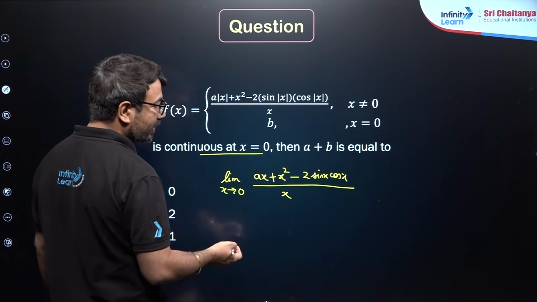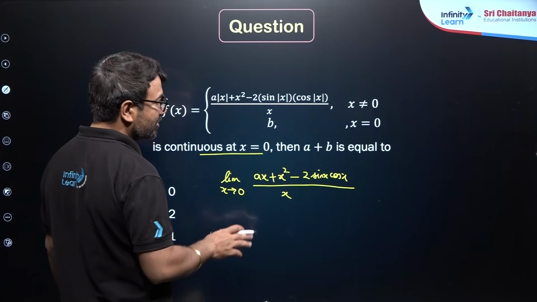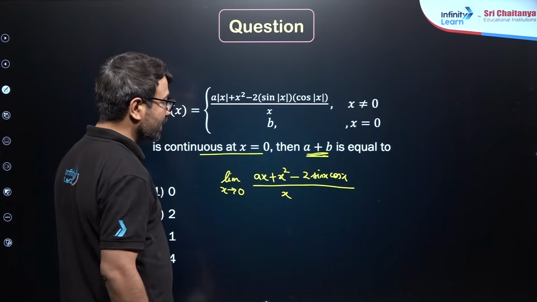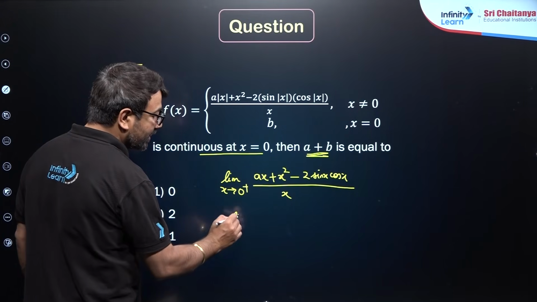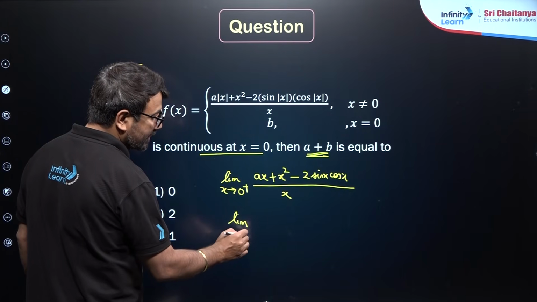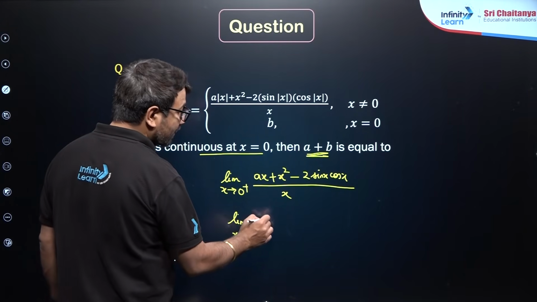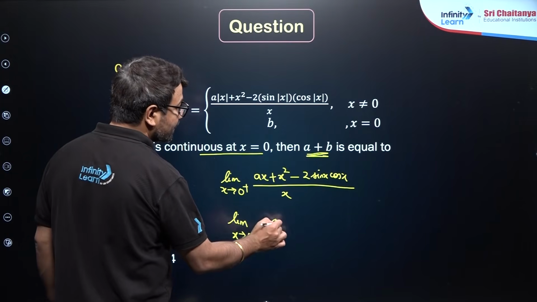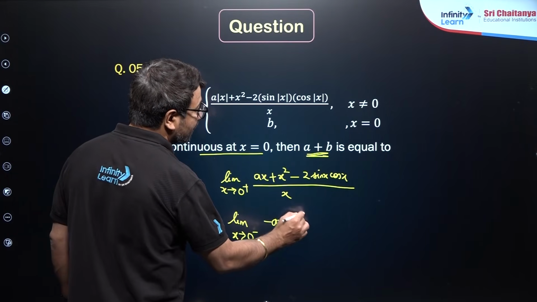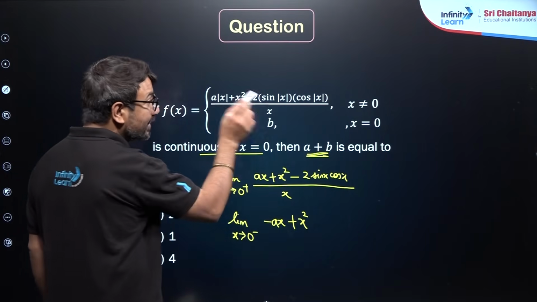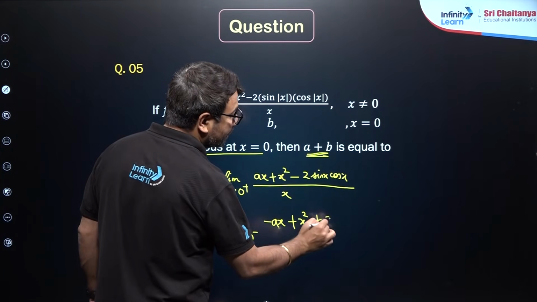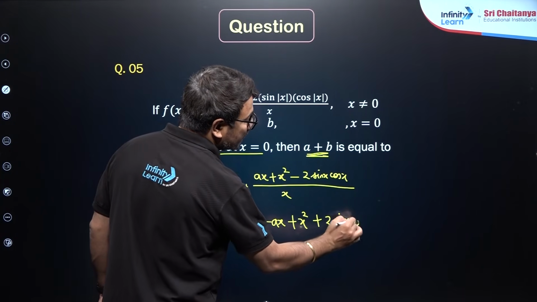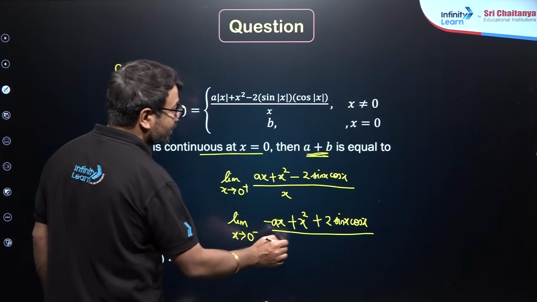Now, bachche, over here you will be able to get one of the relationships, but you won't be getting a plus b. However, my dear students, if you take the left hand limit, limit of x tending towards 0 minus, so the mod x will be replaced with minus x. So here you will have minus ax, you will have x square, then here minus of sin x, which will become 2 sin x cos x, and then this is whole divided by x.